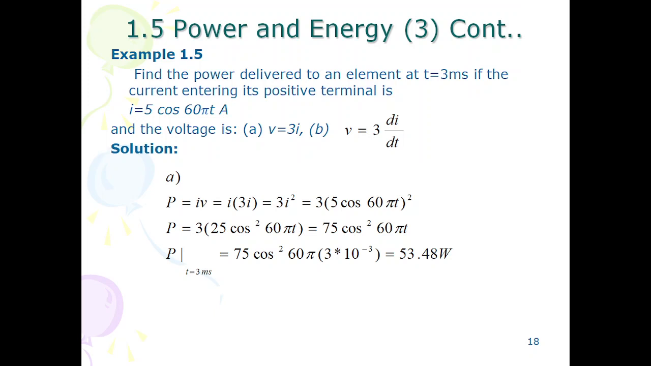Now insert the value of voltage from part A, which is equal to 3i. Then the answer is 3i square. Now substitute the value of i in here. The answer is 75 cos square 60 pi t. Now we have to substitute the value of t given in the question, 3 millisecond. The answer is 53.48 watts.